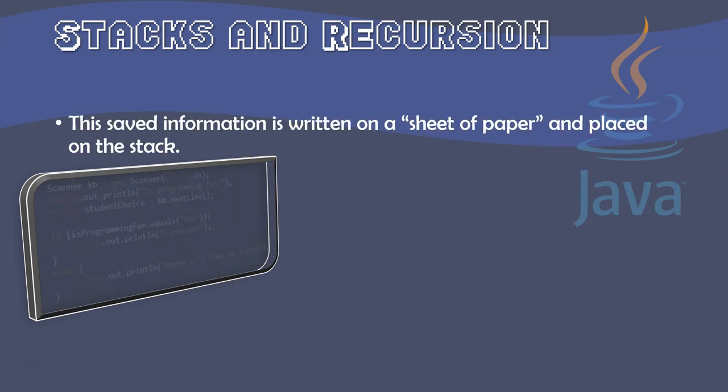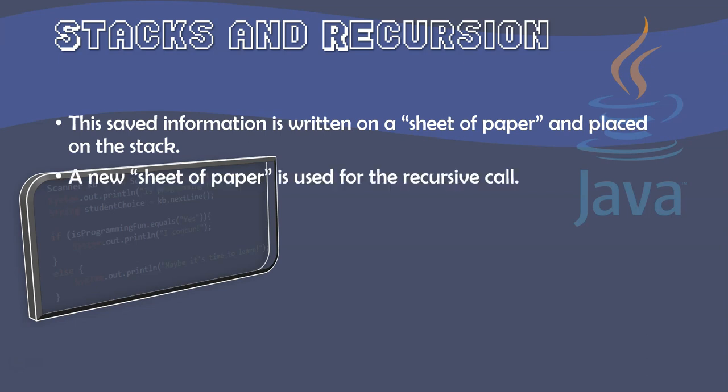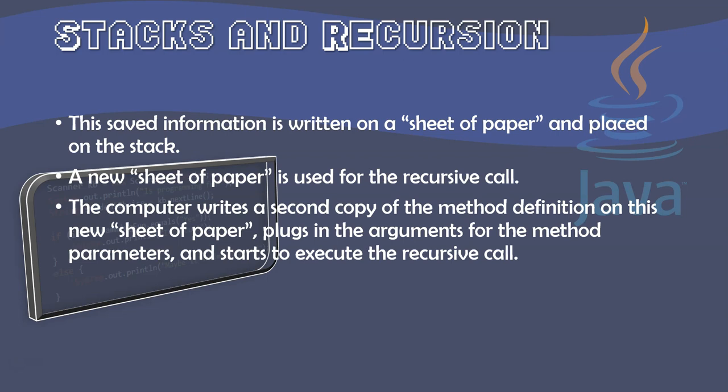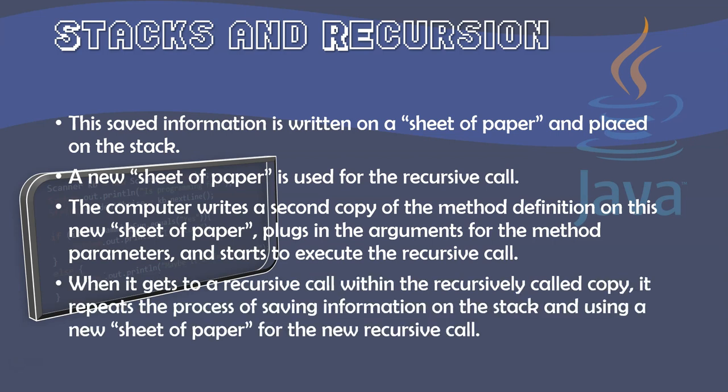That saved information is then written on a sheet of paper and placed on the stack. A new sheet of paper is then used for the recursive call. The computer writes a second copy of the method definition on this new sheet of paper, plugs the arguments in for the method, and starts to execute the recursive call. When it gets to a recursive call within the recursive call copy, it repeats the process, saving information on the stack and using a new sheet of paper for the new recursive call. You might be noticing a pattern. This is very similar to when we walked through our tracing. It's the same kind of idea.